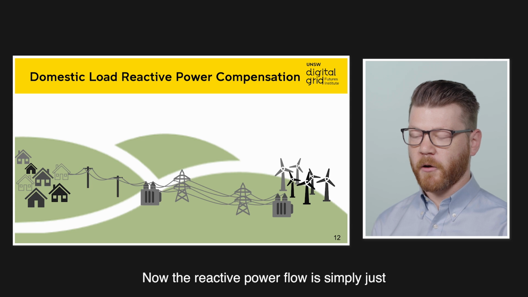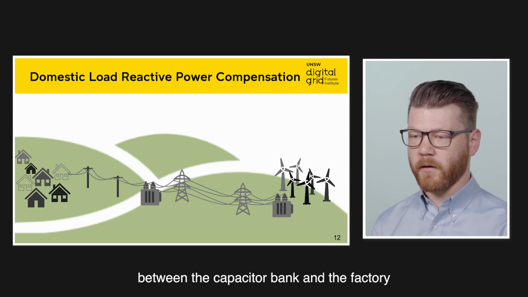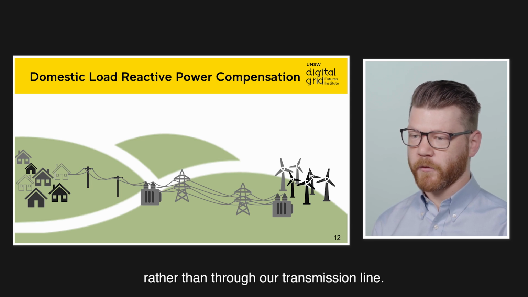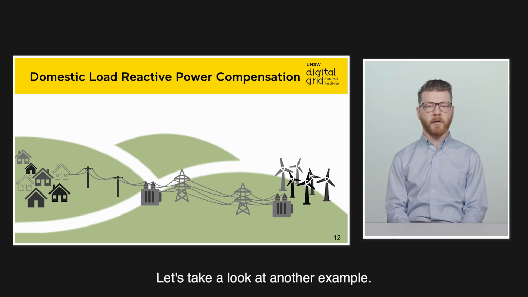Now the reactive power flow is simply just between the capacitor bank and the factory rather than through our transmission line. Let's take a look at another example. In this case, we've got a domestic load. Like before, we have a mock-up of a grid.